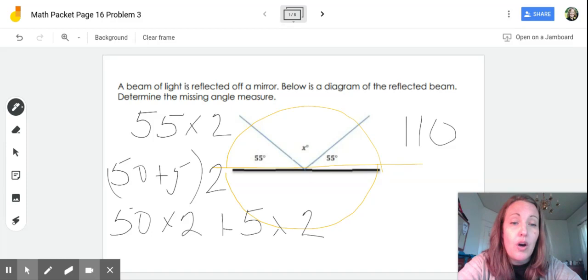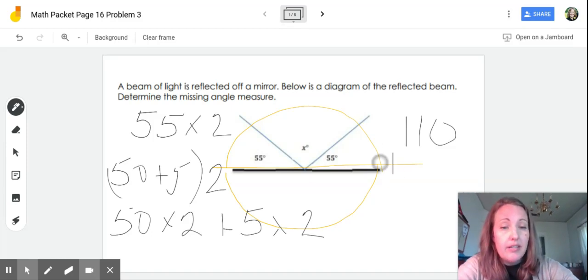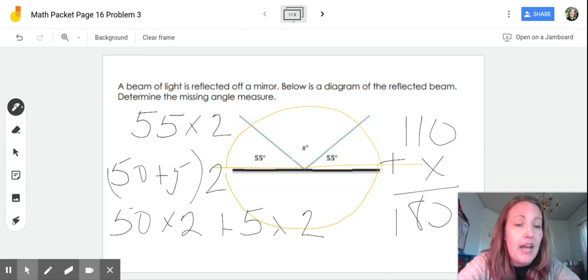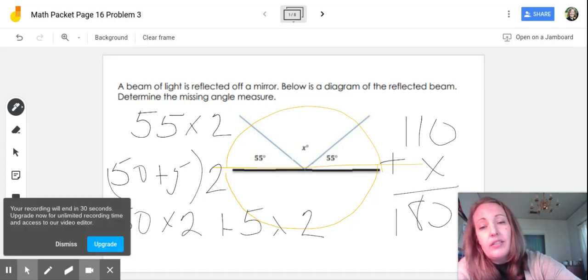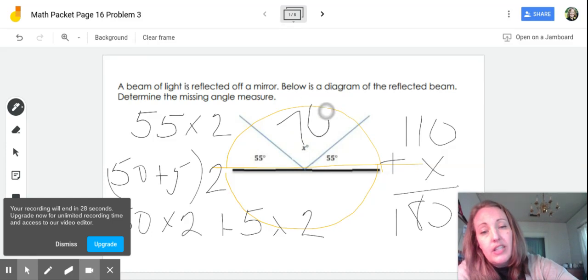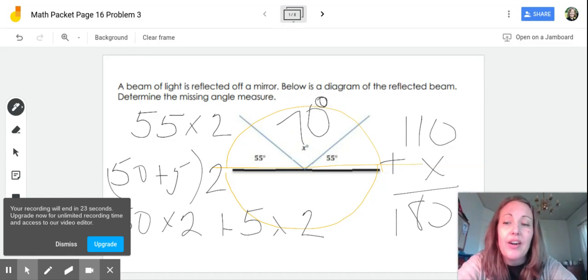And so all 3 have to add up to 180. So 110 plus x is equal to 180, right? So what is that x? 70. So x is equal to 70, and don't leave it naked. It's 70 degrees.